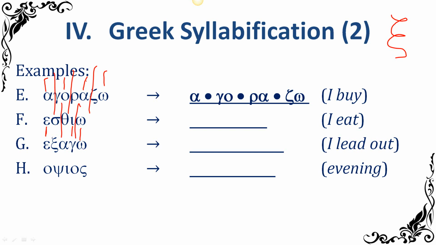If iota is followed by another vowel, it says its name, or if it's at the end of a word, it says its name. In this case, it's followed by a vowel, so it's going to be E. So it's S-T-O. S-T-O. Which basically means I eat.